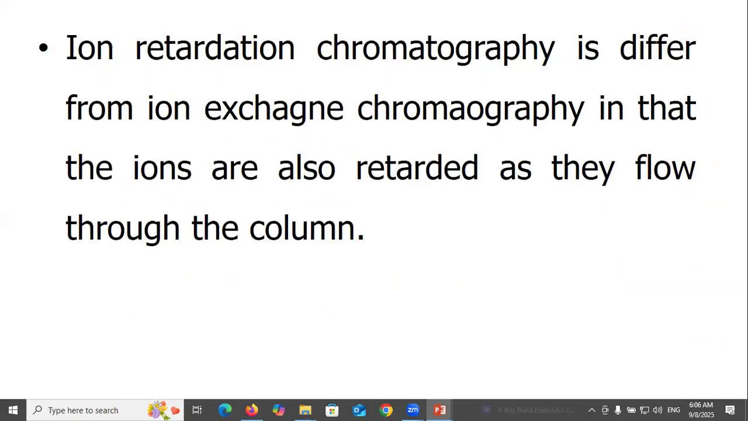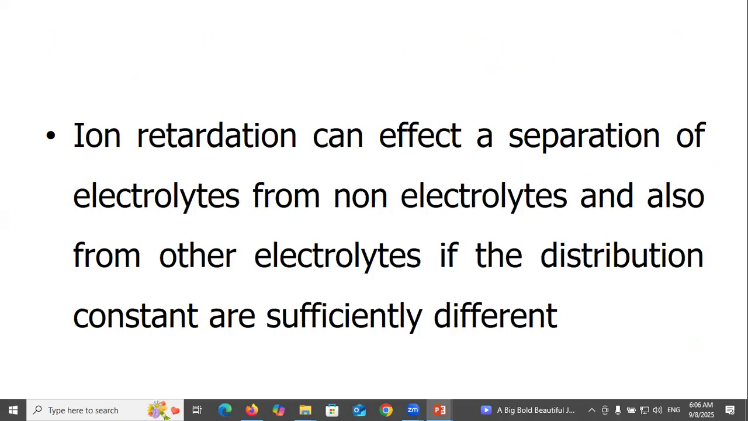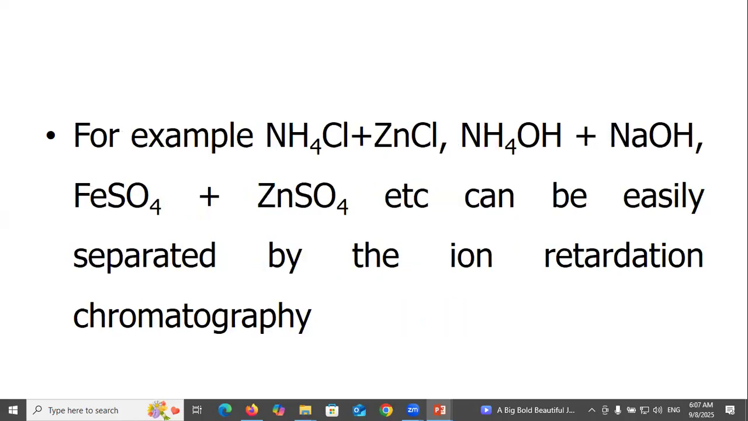Ion retardation chromatography is different from ion exchange chromatography in that the ions are also retarded as they flow through the column. Ion retardation can affect separation of electrolytes from non-electrolytes and also from other electrolytes if the distribution constants are sufficiently different. For example, ammonium chloride and zinc chloride, ammonium hydroxide and sodium hydroxide, ferrous sulfate and zinc sulfate, etc. can be easily separated by ion retardation chromatography.